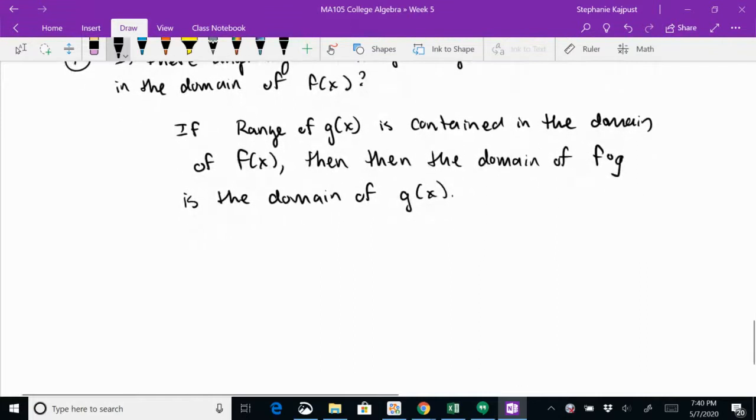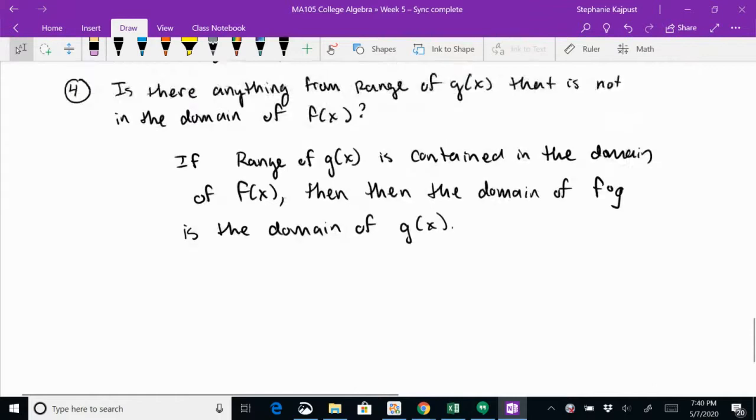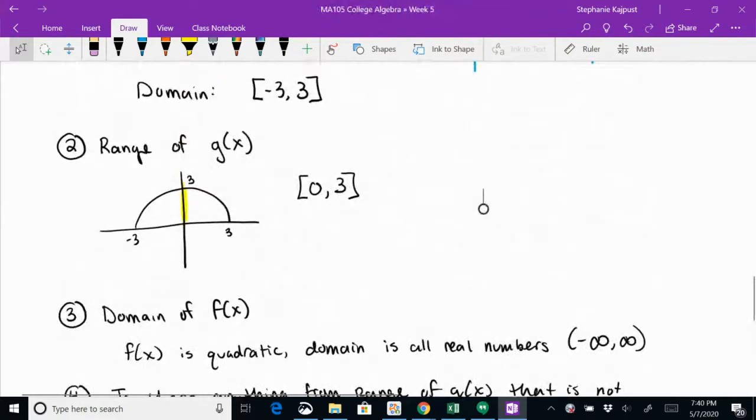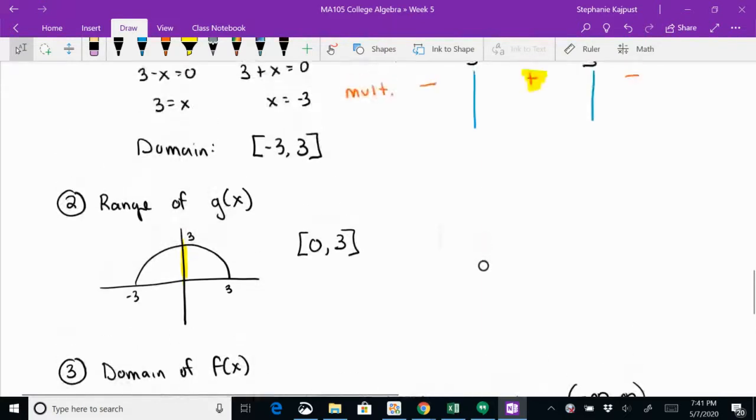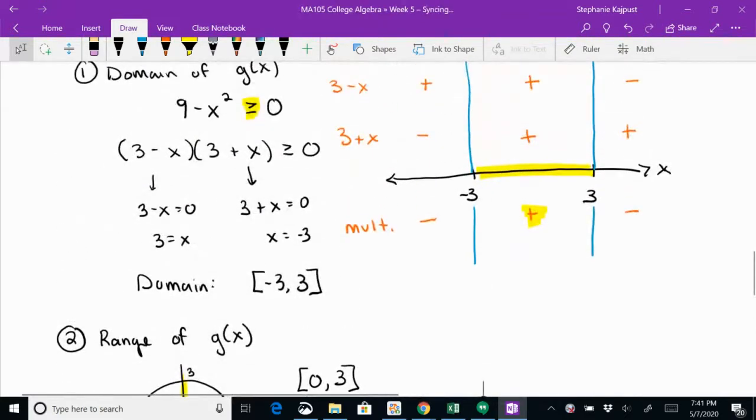So let me break this down. Okay, so g of x, our output, is 0 to 3. And for f, we're allowed to put in any number, because the domain is all real numbers. So that means that what we get out from g of x is allowed to go into f. We have no issues there, because f allows any number to go inside. So because of that, the domain of our composition is the domain of the first function, negative 3 to 3.